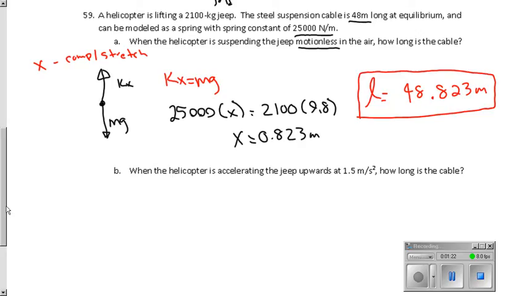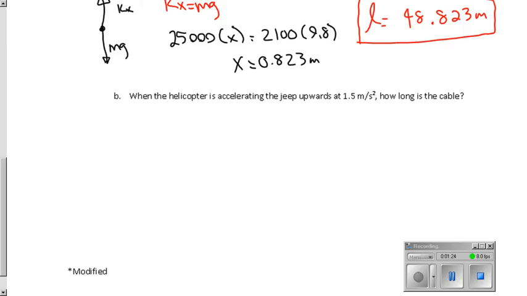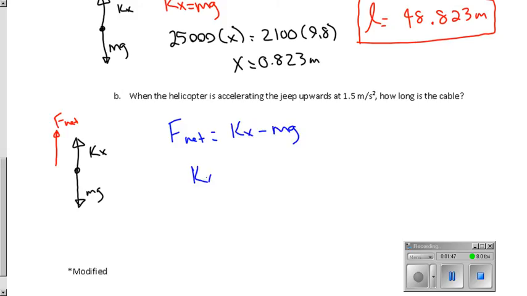Okay, now as we accelerate upward, we don't have kx equal to mg because, in fact, we still have our kx coming up. We still have our mg going down. But in this case, we have a net force going up. So our F net will be going up toward the sky. And in this case, our F net is going to be equal to our upward forces, which is kx, minus our downward force, which is mg. So kx will equal F net, which is ma, plus mg, which makes sense because our spring force must be larger in order to accelerate upwards.